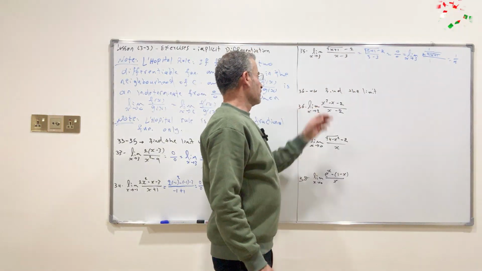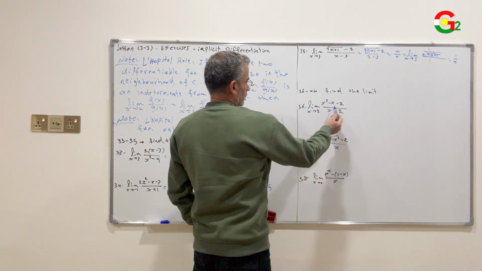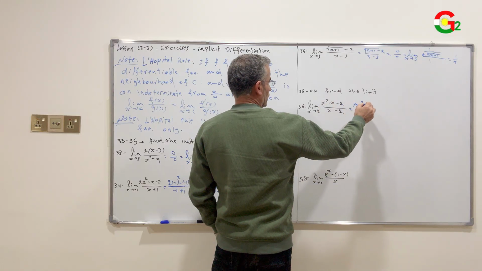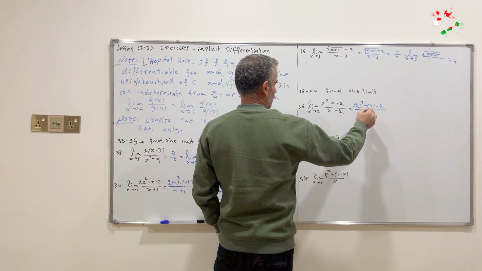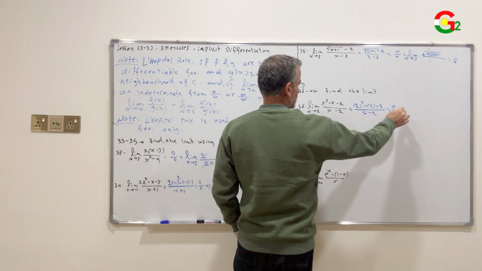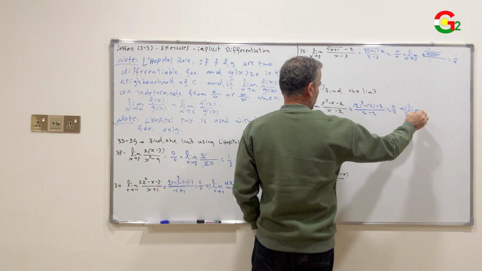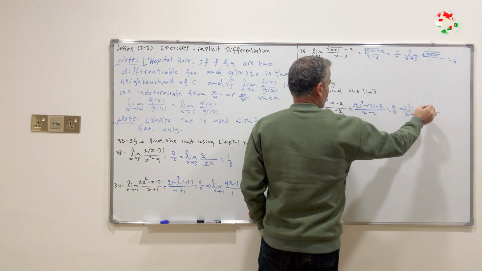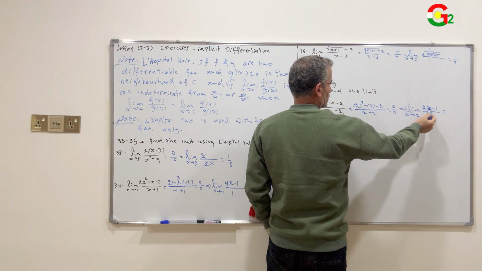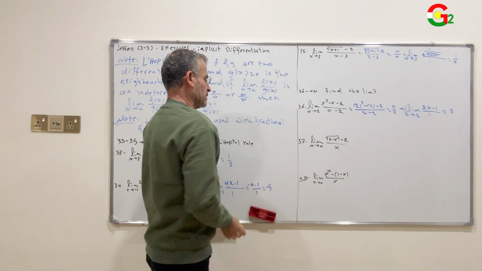Question number 36 to 44, find the limit. Limit x approaches 2 for this function. Let us substitute directly: 2 power 2 minus 2 minus 2 over 2 minus 2, 2 power 2, 4, minus 4, 0 over 0. Differentiate both numerator and denominator using L'Hopital rule. When x approaches 2, 2x minus 1 over 1 equals 2 times 2, 4 minus 1, 3 over 1, 3.